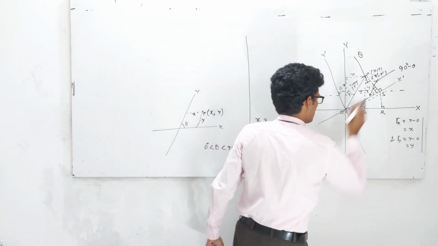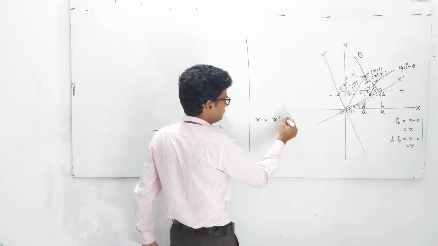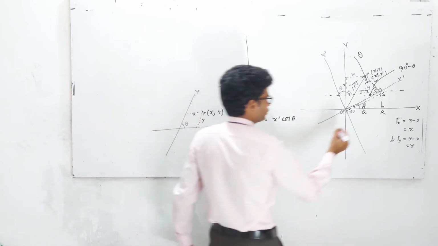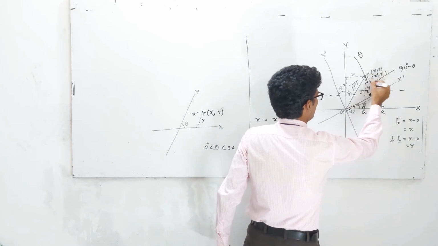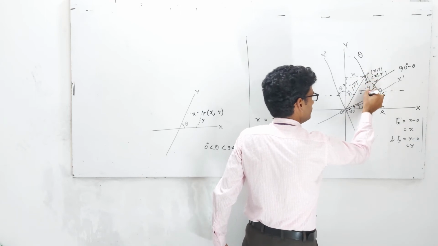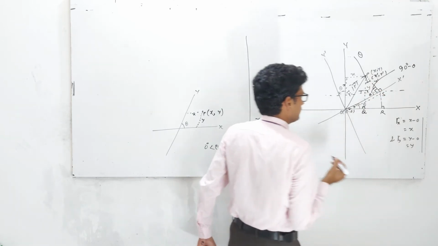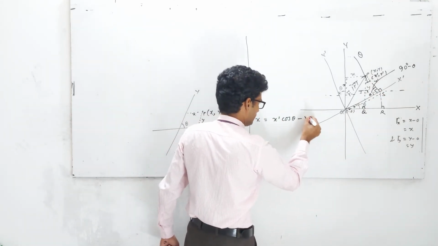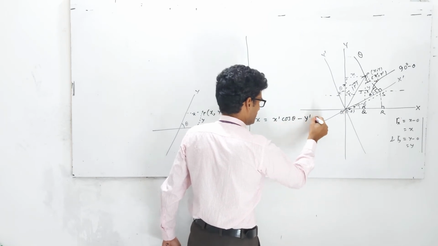x prime cos theta. So subtract this QR. Look at here, y prime, this is the angle, then PT comes out to be y prime cos theta, then TS comes out to be y prime sin theta. So we have to subtract it from x prime cos theta: x equals x prime cos theta minus y prime sin theta.